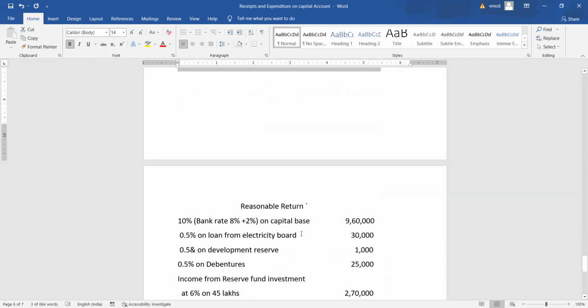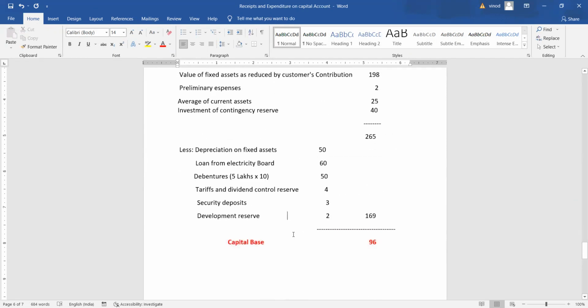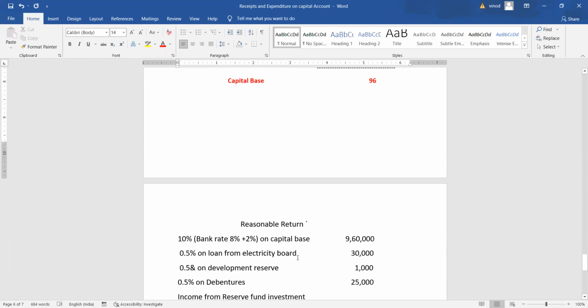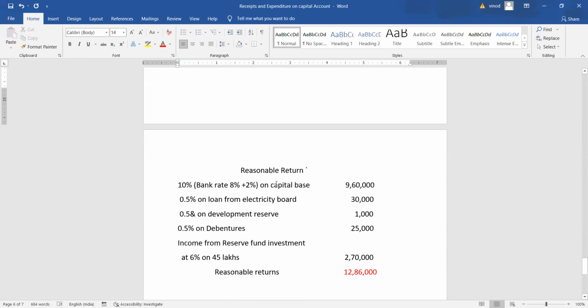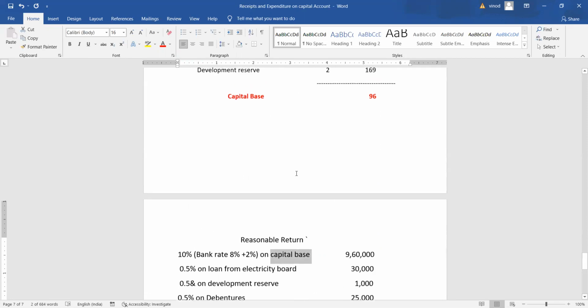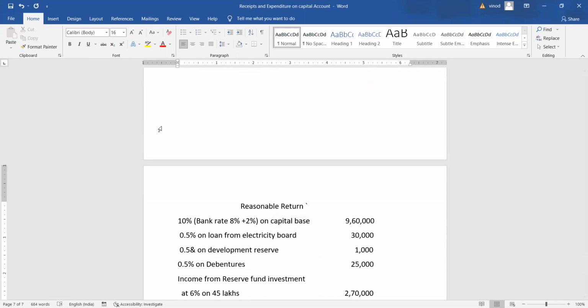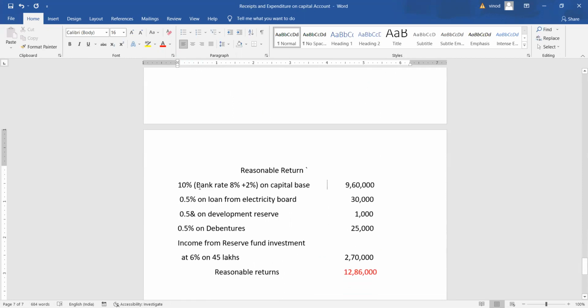Now move to the calculation of reasonable return. Please remember, without calculating capital base, we cannot find out the reasonable return because there is a link between capital base and reasonable return. We should calculate the percentage on capital base. Students, always our formula is like this: bank rate plus 2%. If bank rate is 12%, the percentage is 14. In this problem, the bank rate is 8%. So 8 plus 2. Every time we should add 2 to the bank rate.